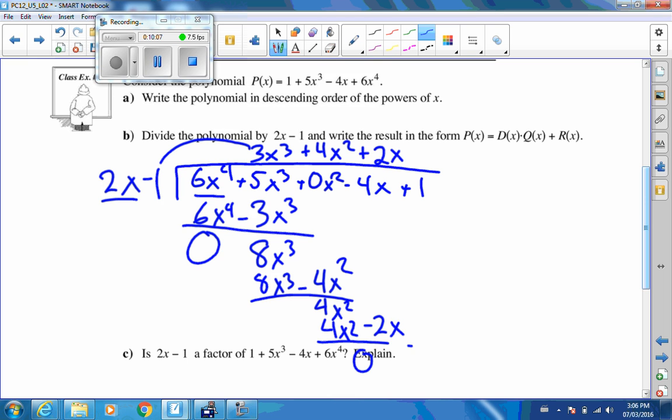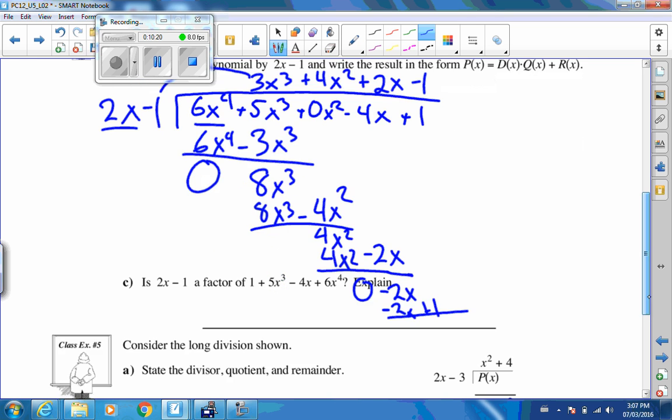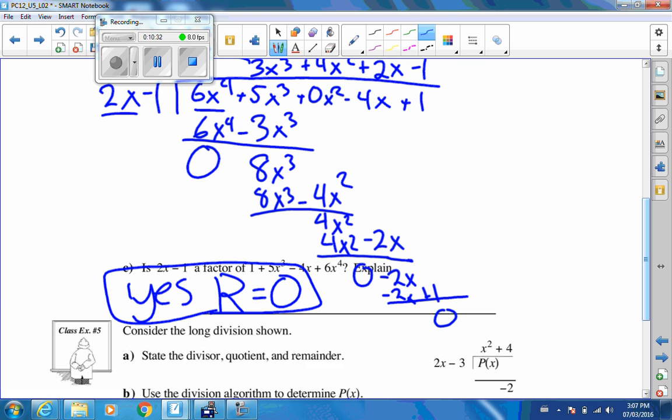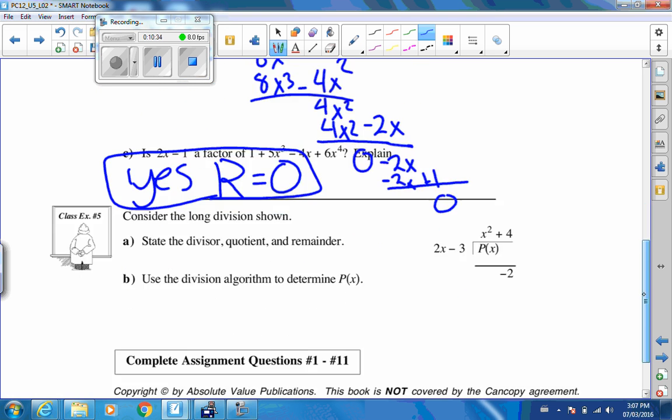-4 minus 2 minus -2 is going to be -2x. So I'm going to need -1. That's going to be -2x plus 1. And then I get 0 out of here. Now, because my remainder is 0, the thing is a factor. Yay! And we'll see why that is soon.